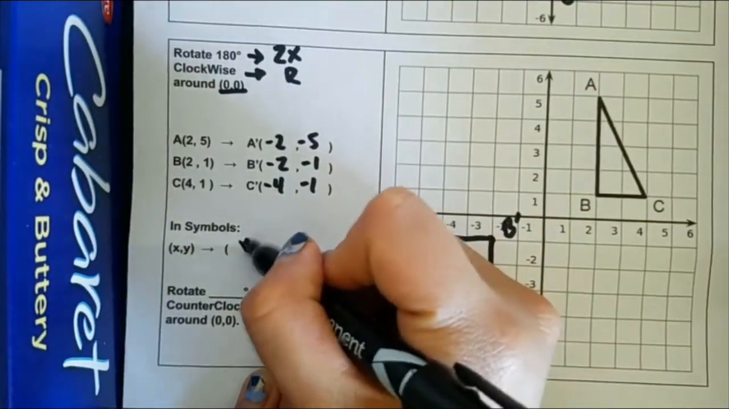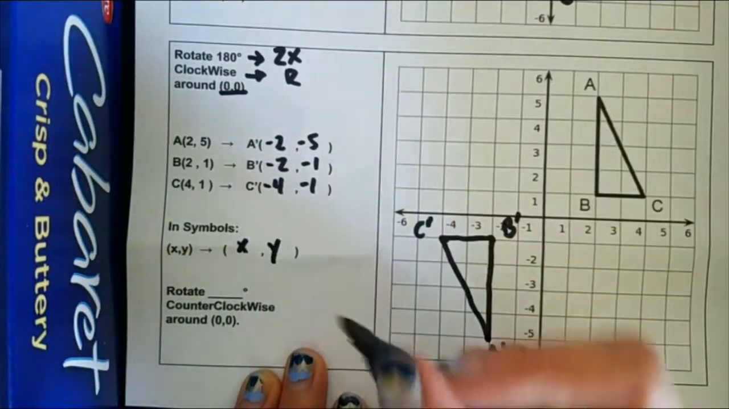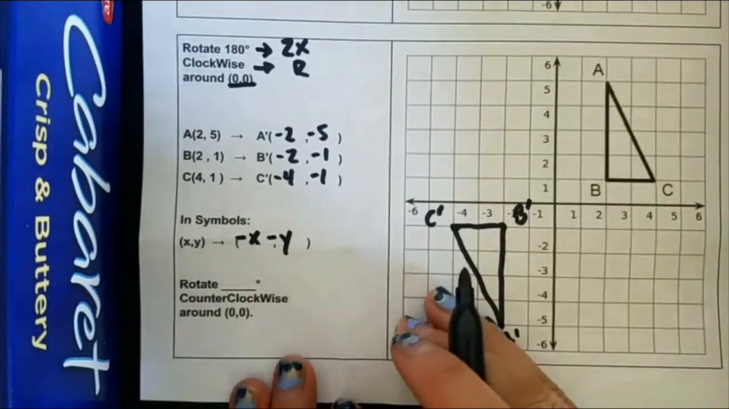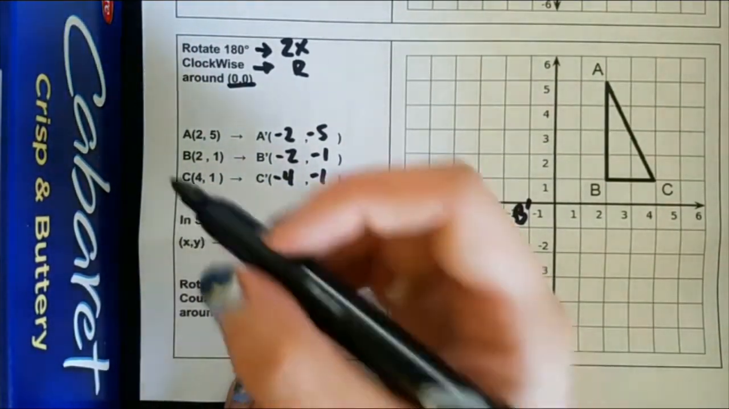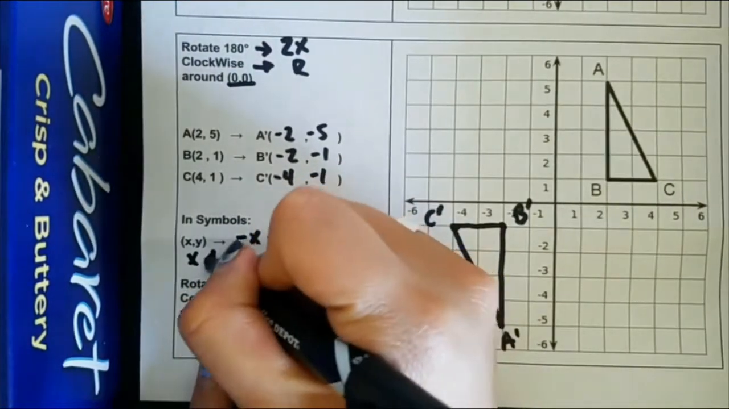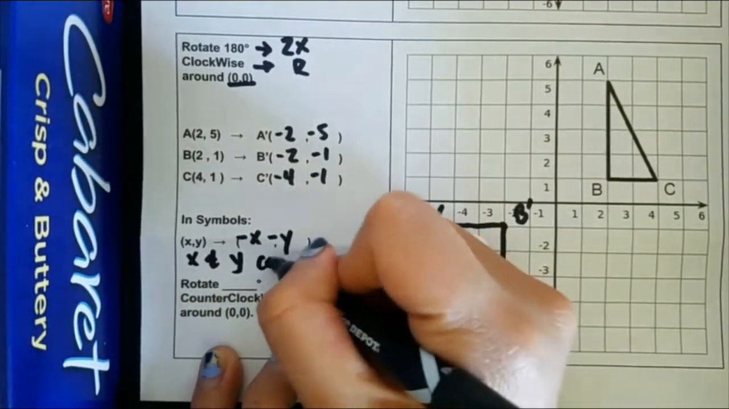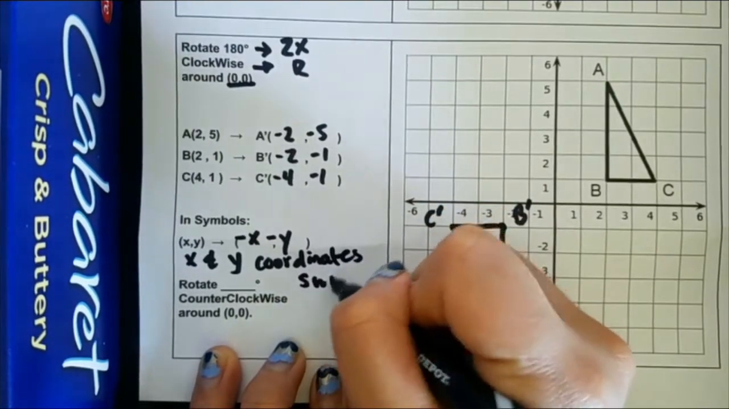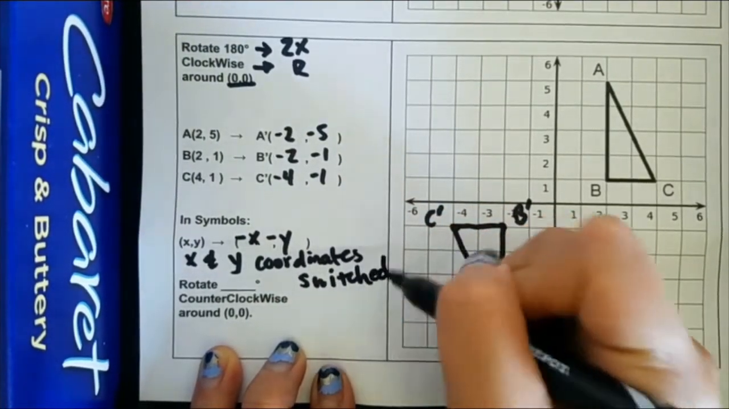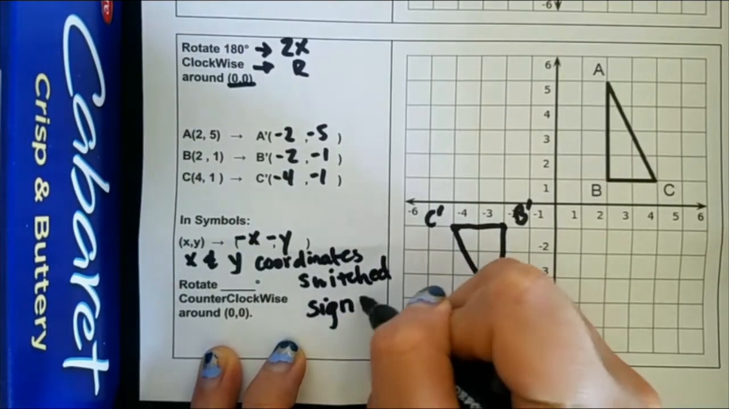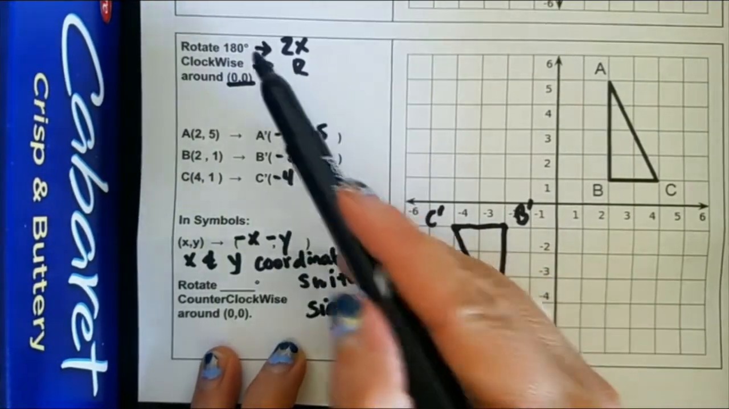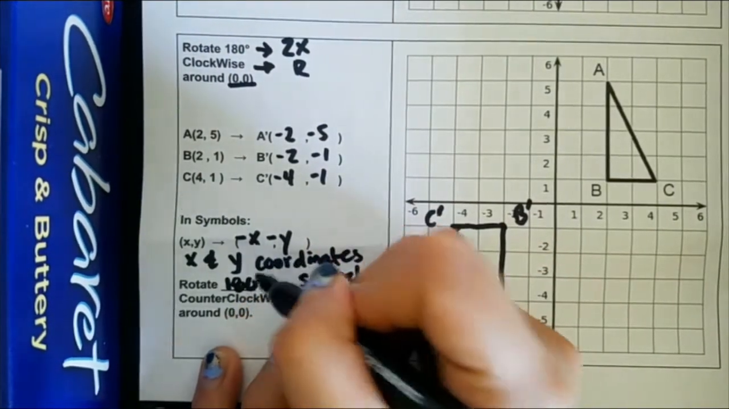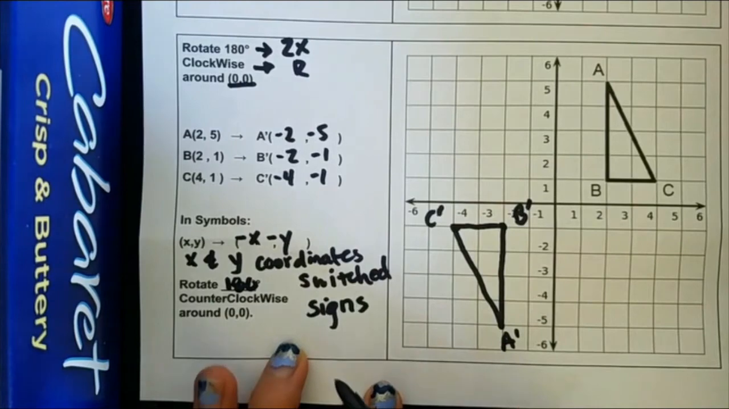So we write x and y here because they didn't switch places, but we do put a negative sign in front of each. If we were to write it in words, we can say that the x and y coordinates switched their signs. And remember that rotating 180 degrees clockwise is the same thing as rotating it 180 degrees counterclockwise.